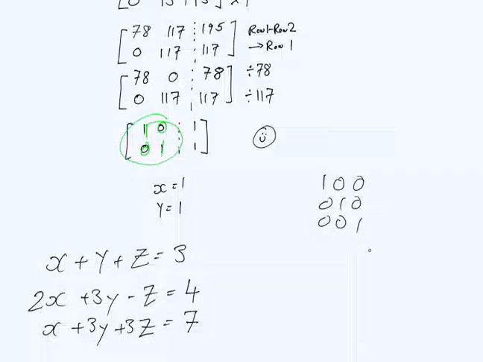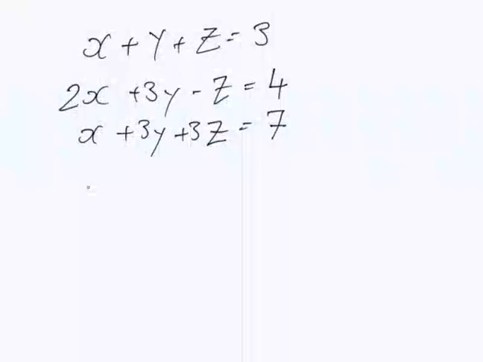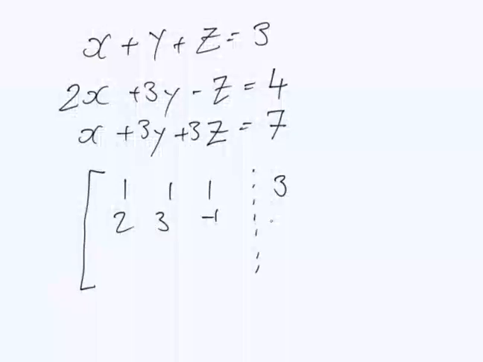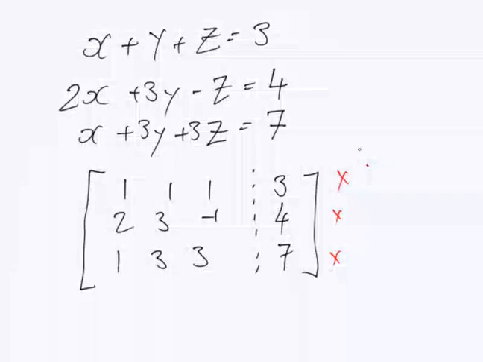Okay, so there are 2 rules. The first rule is you can multiply a row by any number which is not 0. Don't multiply by 0. And the second rule is, you can multiply or divide, and you can add or subtract rows. That's the 2 rules. So let's go back.